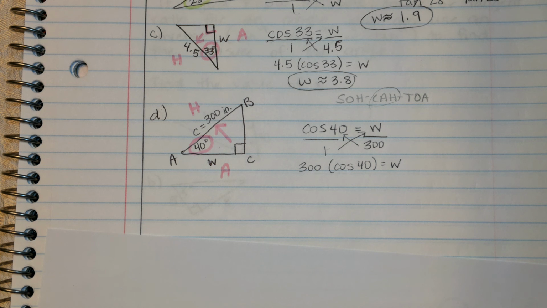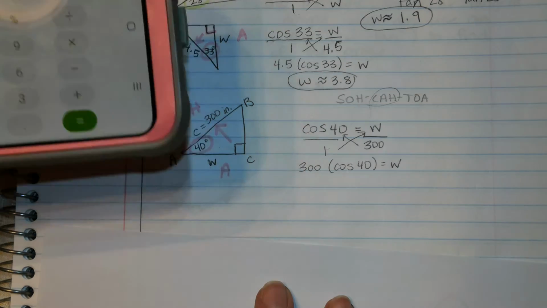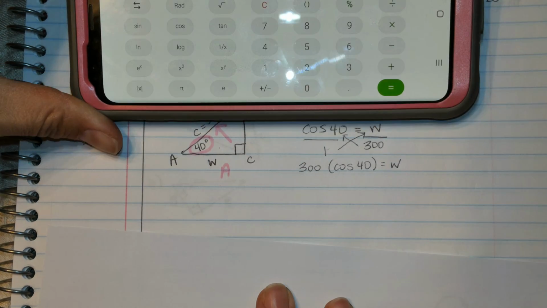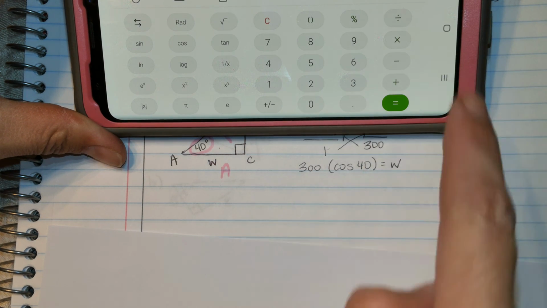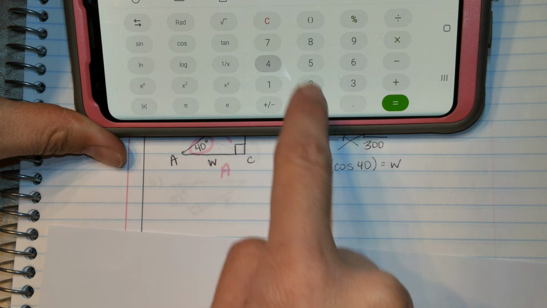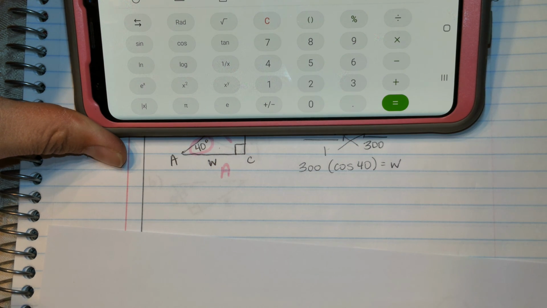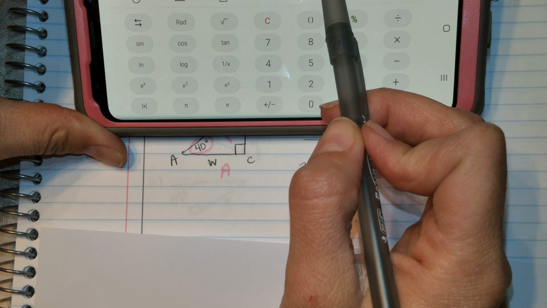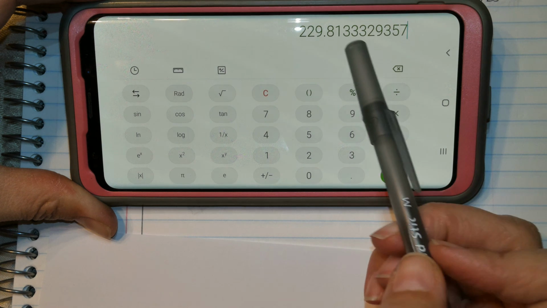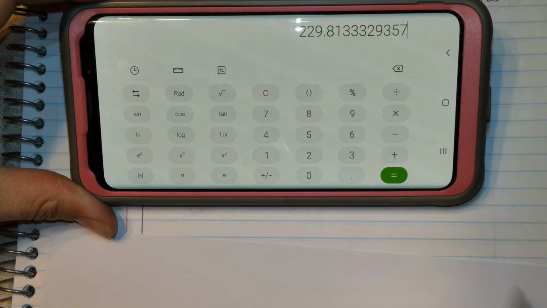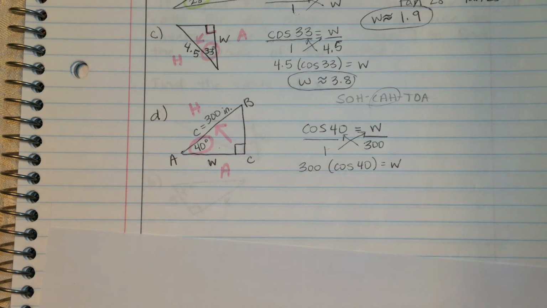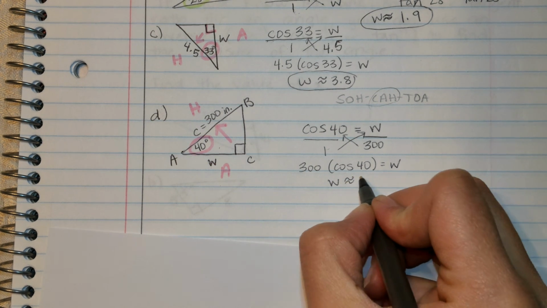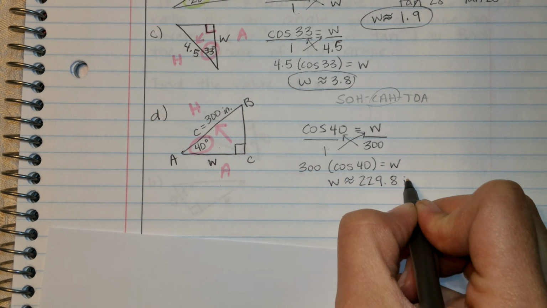So I'm going to go ahead and put that in the calculator and see what I get. You guys should be practicing this too. Make sure you are practicing using these buttons. Okay, so I would do 300 times cosine 40. And then I get 229.81. I'm rounding to the 10th place, which is an 8. I look 1 to the right, which is a 1. So I stay. I don't go up. 229.8. So W is approximately equal to 229.8 inches.